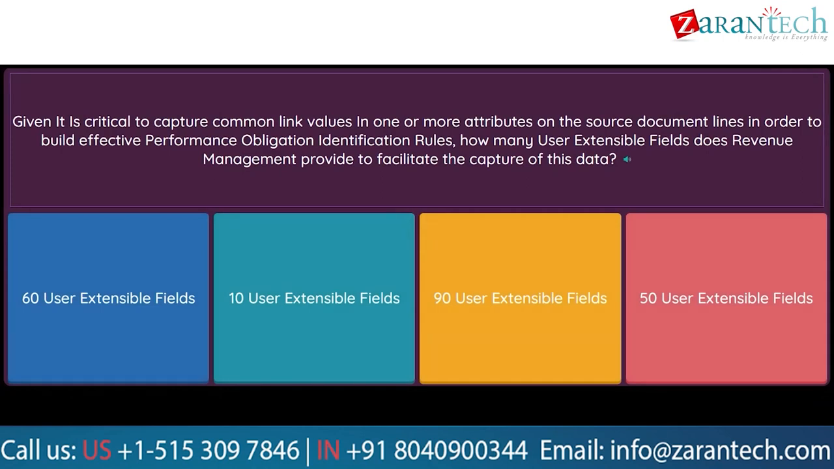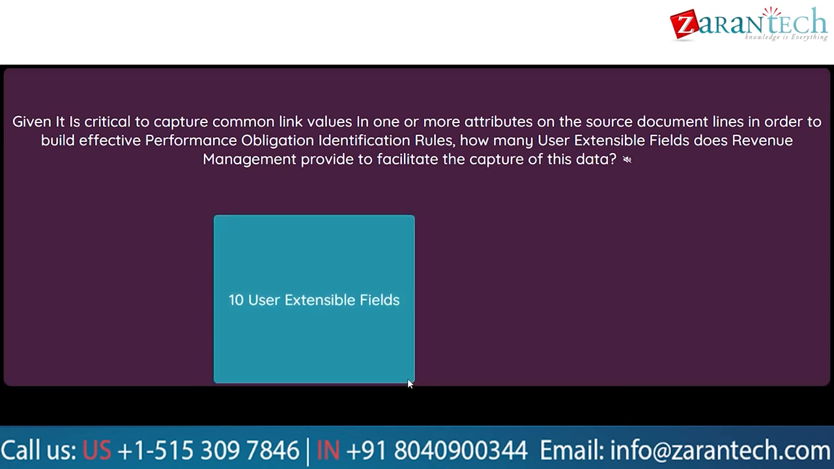Question: Given it is critical to capture common link values in one or more attributes on the source document lines in order to build effective performance obligation identification rules, how many user extensible fields does revenue management provide to facilitate the capture of this data? Option 1. 60 user extensible fields. Option 2. 10 user extensible fields. Option 3. 90 user extensible fields. Option 4. 50 user extensible fields.